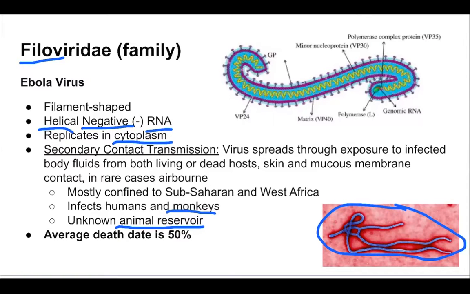It's transmitted through secondary contact, so the main thing is exposure to infected body fluids. It could even be skin to mucous membrane, meaning if you touch the skin or the sweat of a living person who's infected, or a dead body of someone who has died from Ebola, and then touch your nose, your eyes, your mouth, it will transfer into you very quickly and easily.